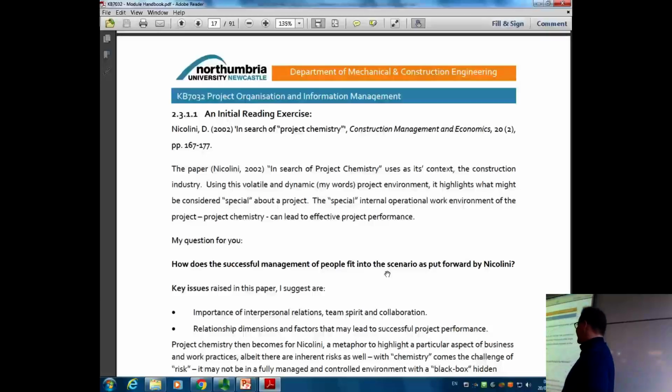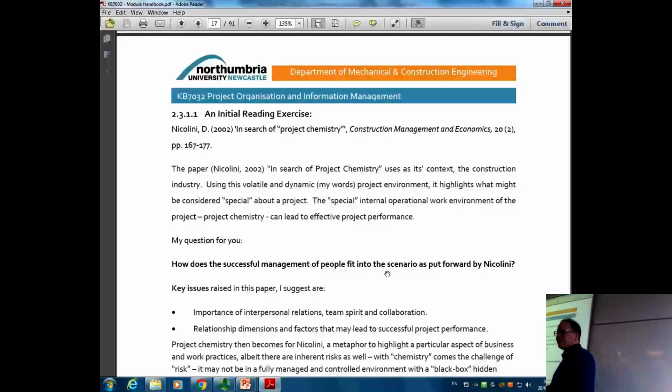So I have written it down, yeah? The question that I saw in that paper is how does successful management of people fit into the scenario as put forward by Nicolini, and he points towards interpersonal relationships. He says that if you have a team where you create interpersonal relationships, then you arrive at something better. It may not be more productive, but a happy organization. It's a little bit what you pointed out last session.